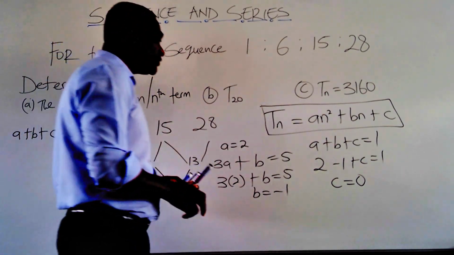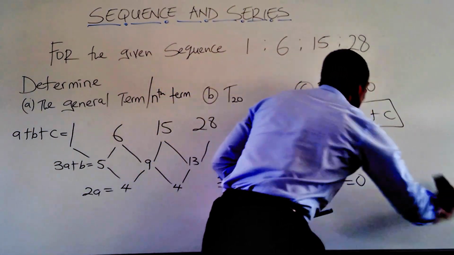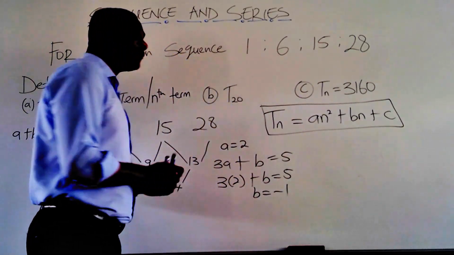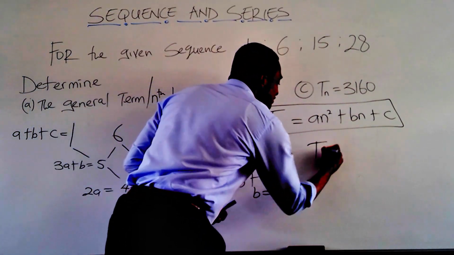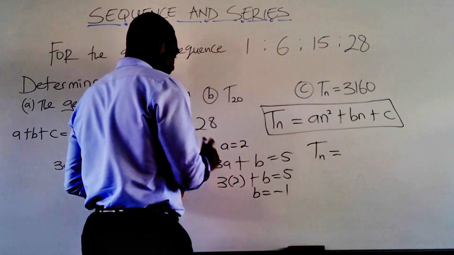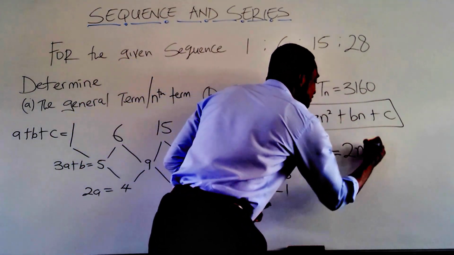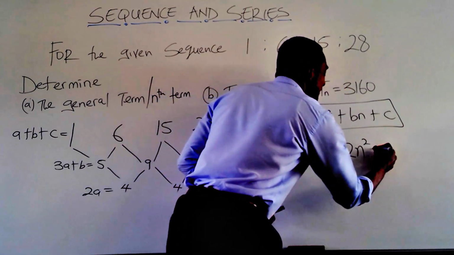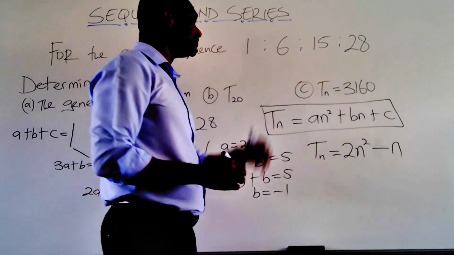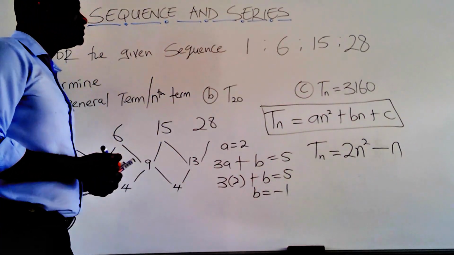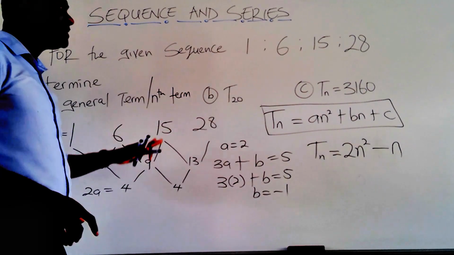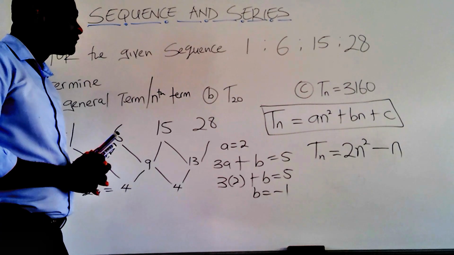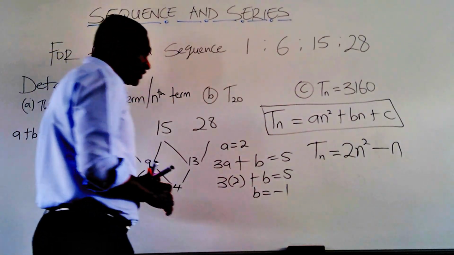So when we sub in those, our c is 0, so we just sub in. The general term for this number pattern will be Tn for any given term. We have our a, 2n squared, plus b n, which is minus 1, so I have minus n. C is 0. So this will be the general term for any term or any value in this sequence. So that is our generator.